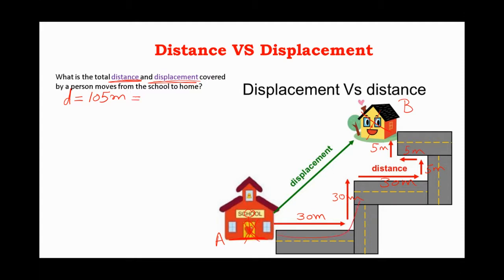Because it's the actual length of this track, which is 30 plus 30 plus 30 plus 5 plus 5 plus 5. We have three fives here. So if you sum all of them, that gives you 105 meters. In which direction?